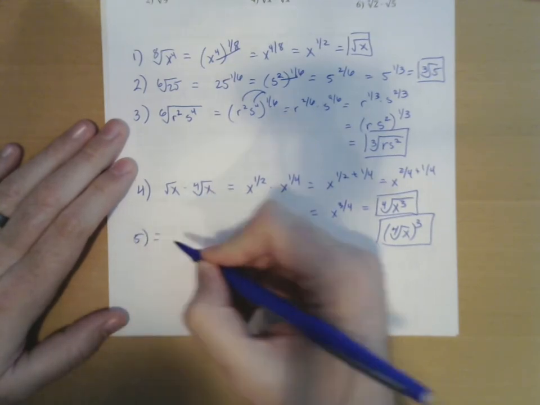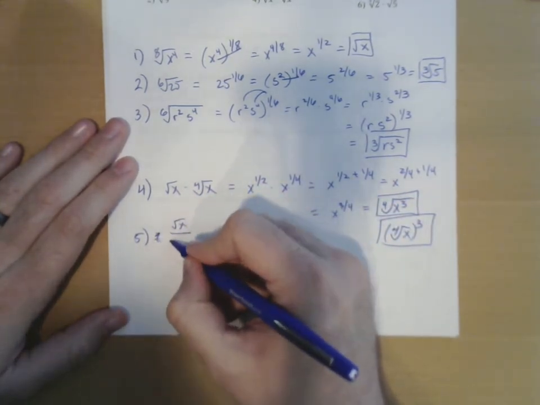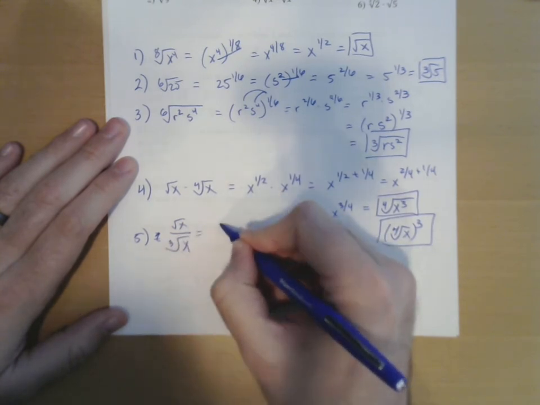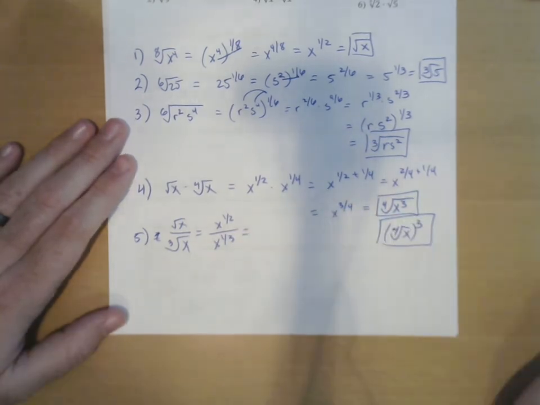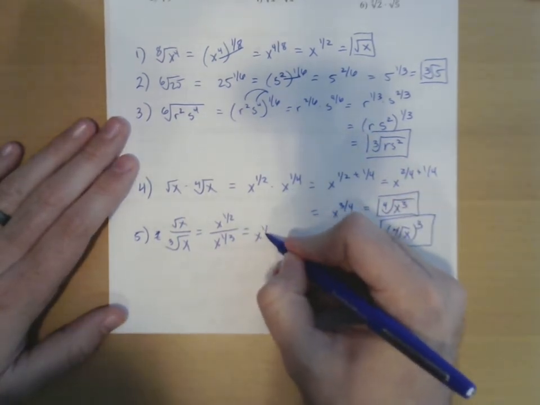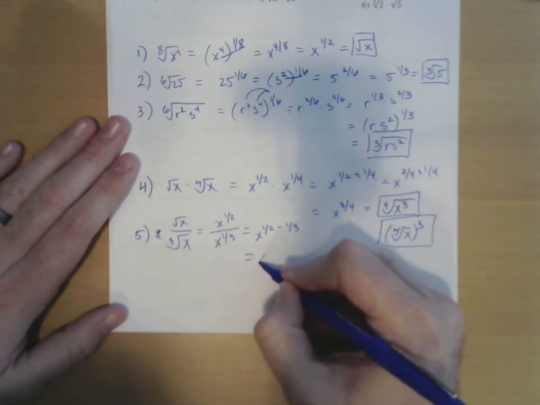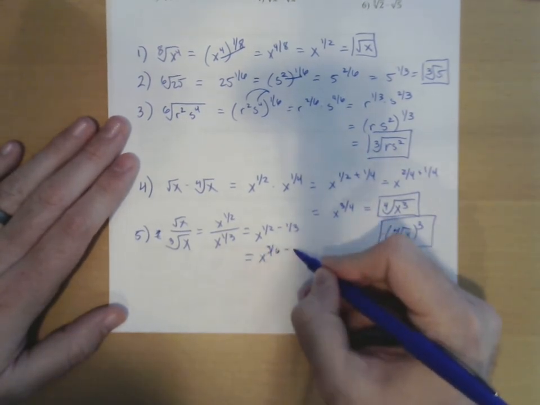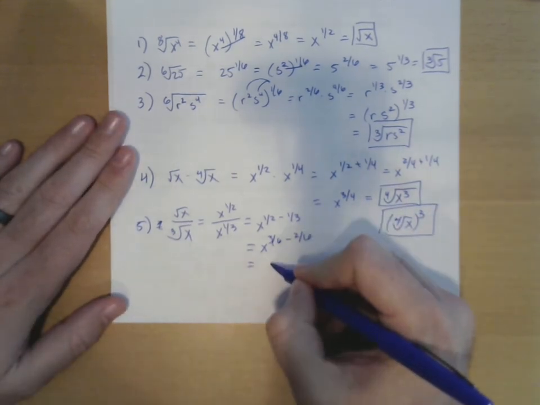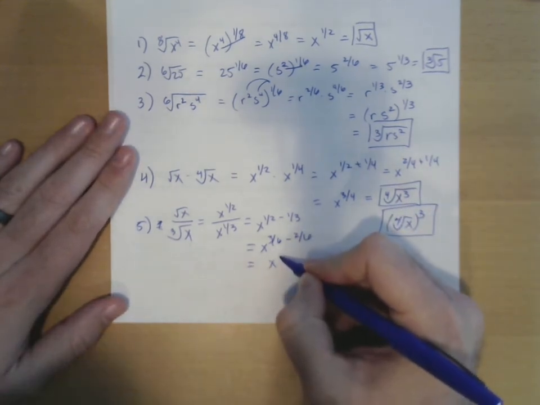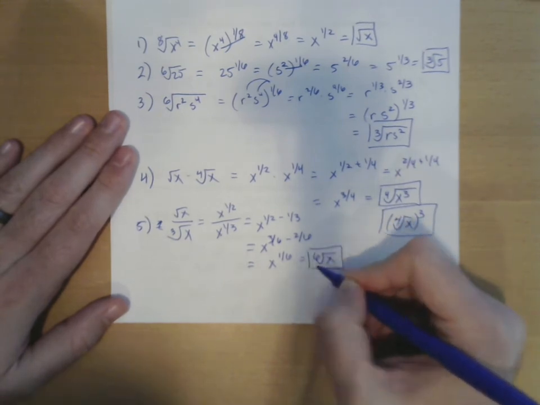Number 5, we have the square root of x over the cube root of x, or x to the 1/2 over x to the 1/3. Using our quotient rule, this is x to the 1/2 minus 1/3. And so that's going to be x to the 3/6 minus 2/6, getting common denominator in those fractions, or x to the 1/6, or the 6th root of x.